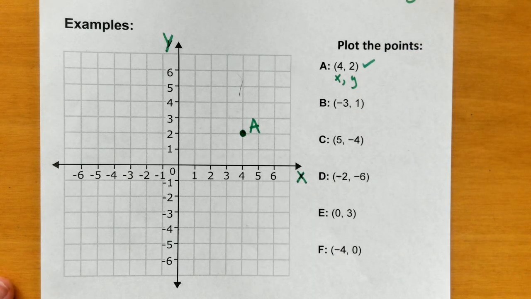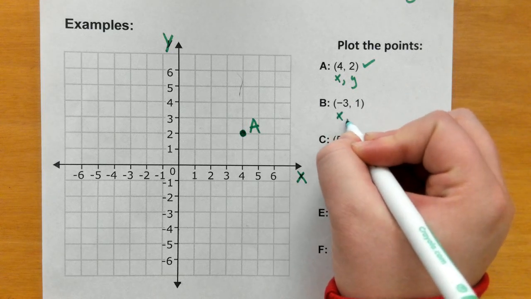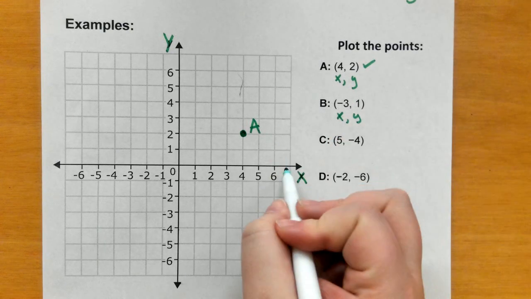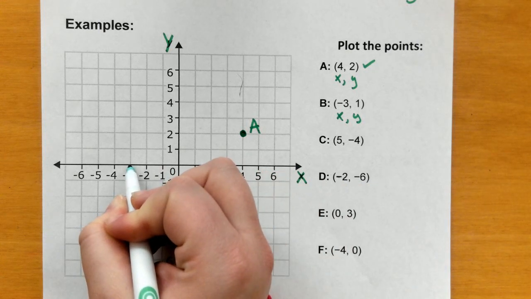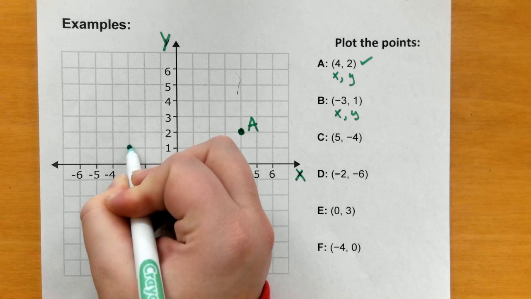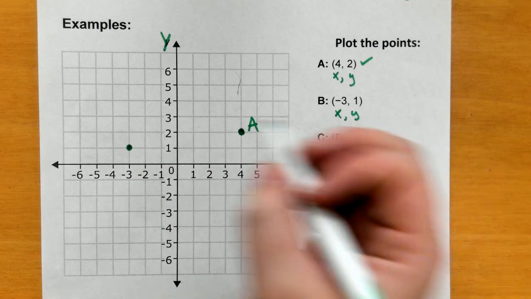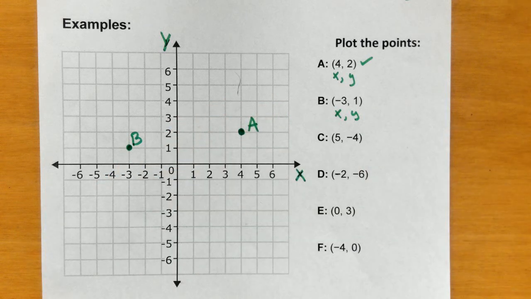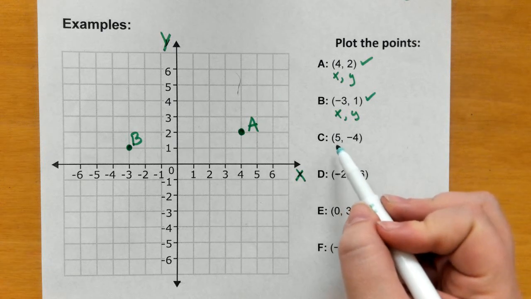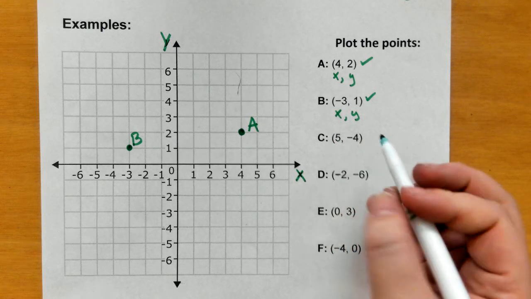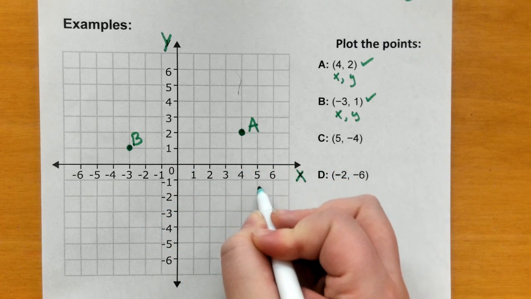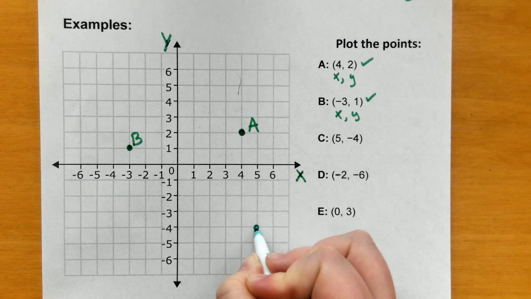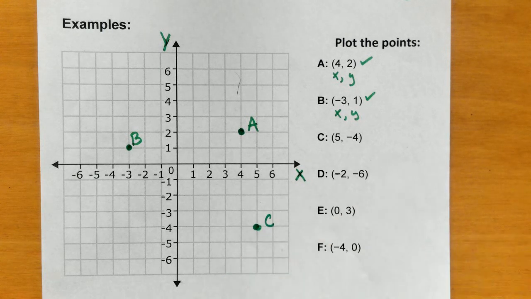B is (-3, 1). Again, these are written (x, y). So for x, I'm going to go to -3. Okay, that's right here. And then my y value is a +1, so I'm going to go up here, right where those lines meet. And that's my point B. You're going to do the same thing with C, (5, -4). So I'm going to go over to 5, stop, go down to -4, right here. And that's my point C.